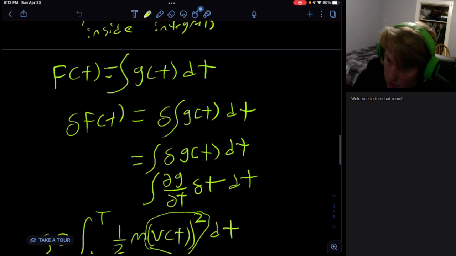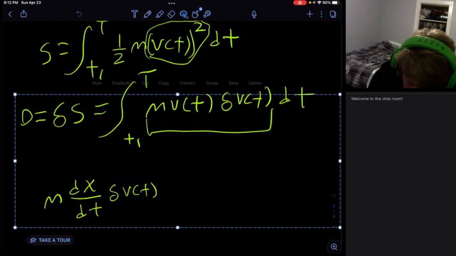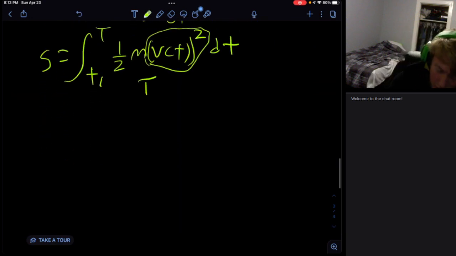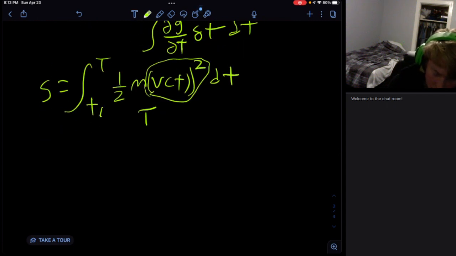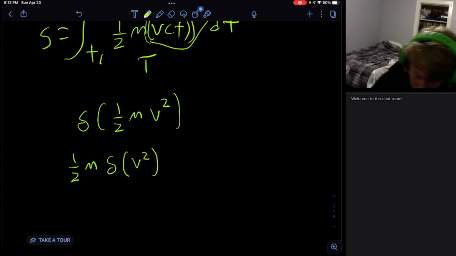All right, let's try breaking it up, okay? Hopefully what I've said so far makes at least some sense. Anyway, we'll actually just be taking the variation of this entire chunky beast here. So the variation of 1/2 m. We're just going to start using v squared, right? We can pull out the 1/2 m times the variation of v squared.